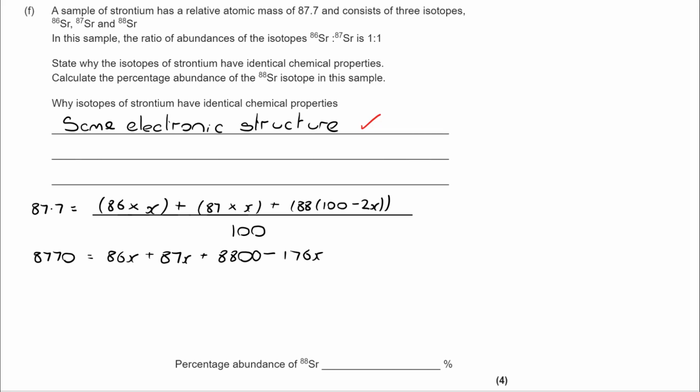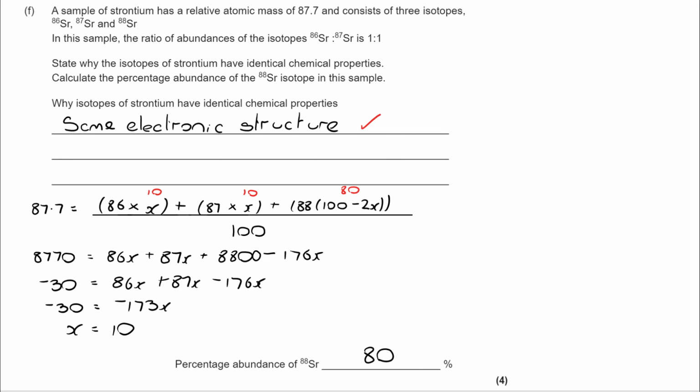Once I've done that, I need to start to rearrange to make X the subject. So I multiply both sides by 100. I then get all of the X's on one side, and then I've got the numbers on the other. I then simplify. I've got negative 30 is negative 3X, and therefore X equals 10. Now, that tells me the percentage abundance of 86 is 10 and 87 is 10, then 100 take away that 10 plus 10 gives me 80. So it's 80% strontium 88.